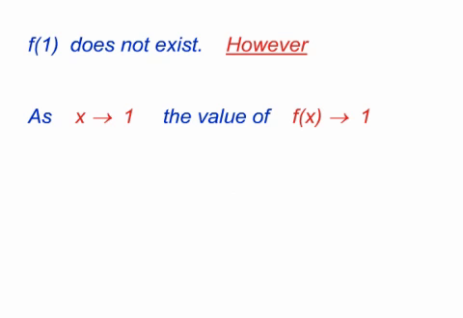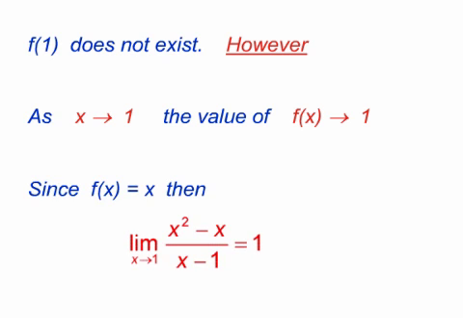In other words, f(1) does not exist, but as x approaches 1, the value of f(x) approaches 1 as well. So, more formally, since f(x) is equal to x, then the limit of x squared minus x over x minus 1 as x approaches 1 is equal to 1.